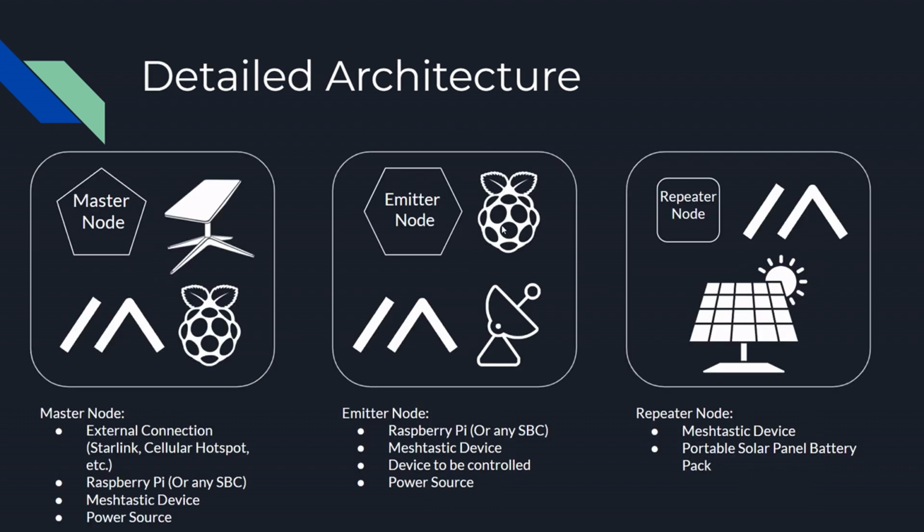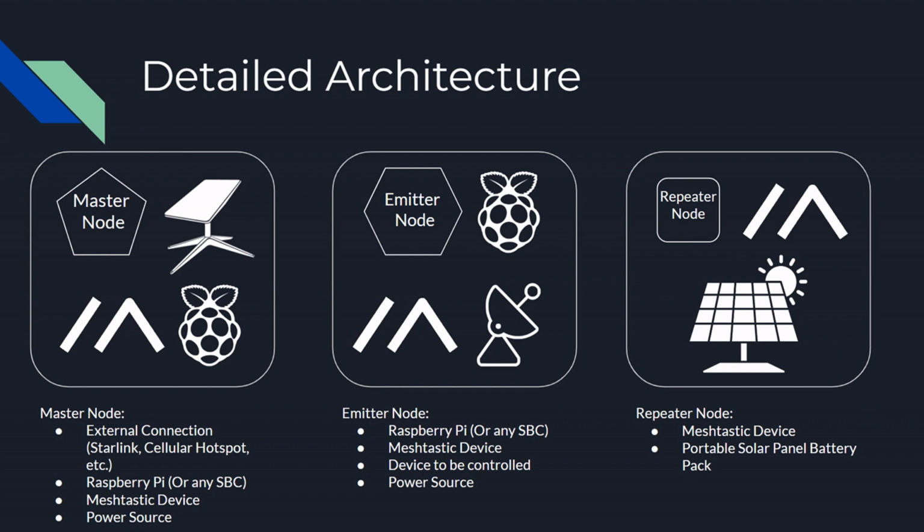Getting more into the detailed aspect. So each master node will be hooked up with an external connection, like Starlink, a cellular hotspot, or some other type of connection, and it will have a Raspberry Pi or any other single board computer to run the control GUI, as well as the backend to communicate with Meshtastic. It will also need that Meshtastic RF device and a power source.